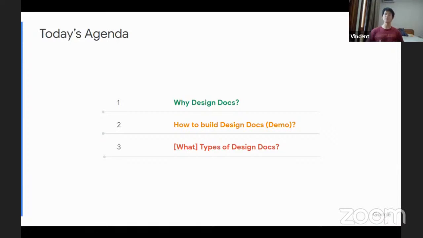I'll do a little bit of a demo to showcase what a design doc looks like and what design docs consist of. The third one is the what: what are the types of design docs? So I will cover the why, how, and what of design docs. Hopefully by the end of this presentation, you have an idea of what design docs are. And of course, you can start writing them, and it could boost your machine learning and data analytics projects in a more effective and efficient way.